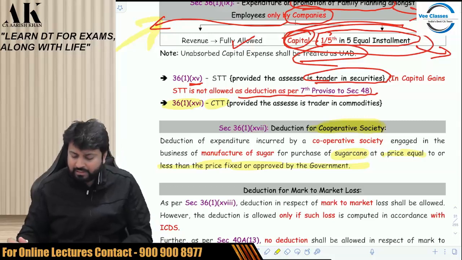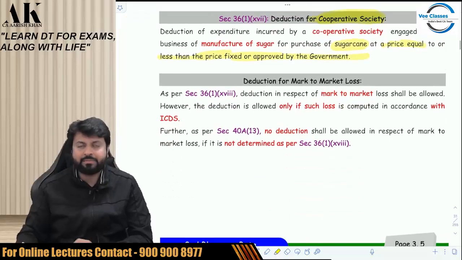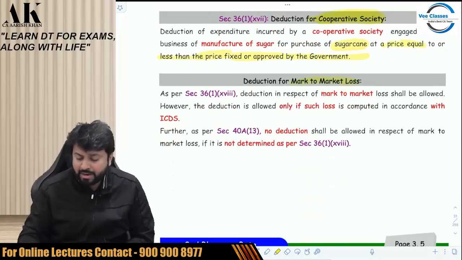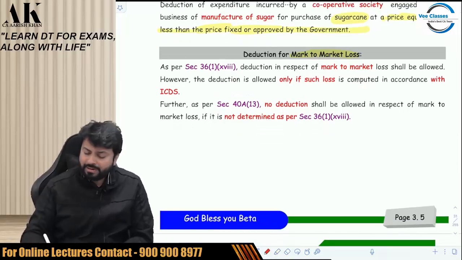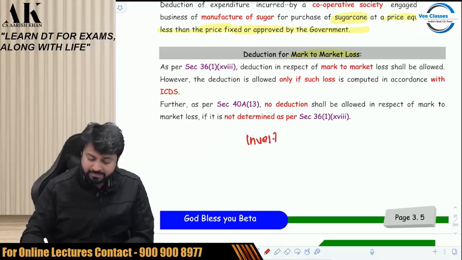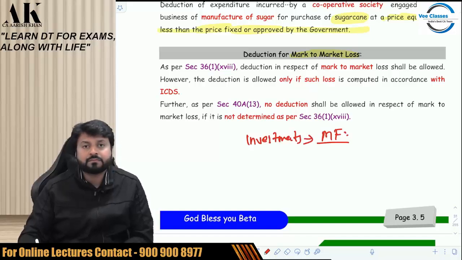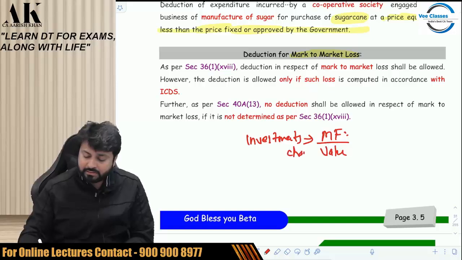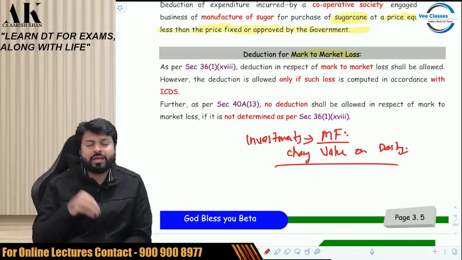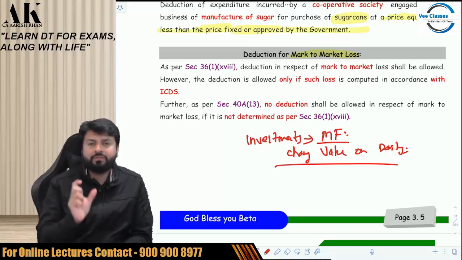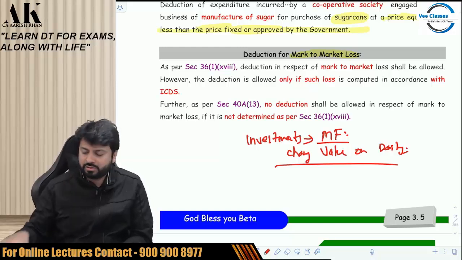Now, one last thing over here that will complete this chapter. Deduction of mark-to-market loss. Now, what is mark-to-market loss? Mark-to-market loss is nothing but, suppose you have bought some investments, okay, the mutual funds. Then you have to change the value of that on a daily basis. Suppose today I bought the mutual fund and today the value of the mutual fund is 100 rupees. The NAV of the mutual fund is 100 rupees.